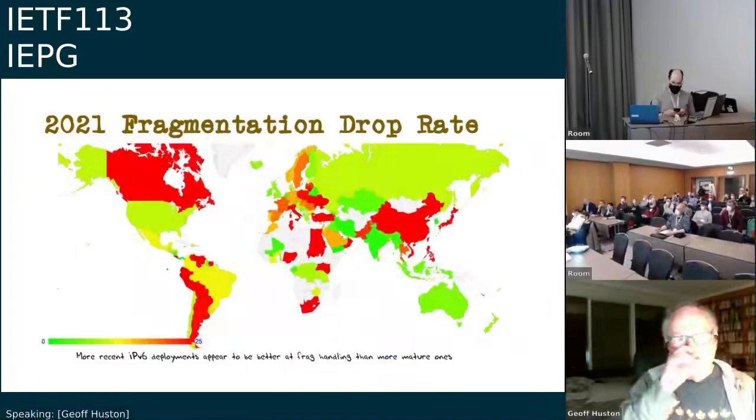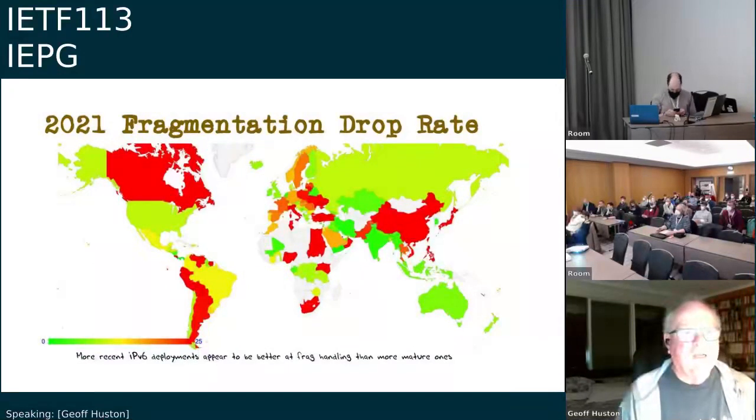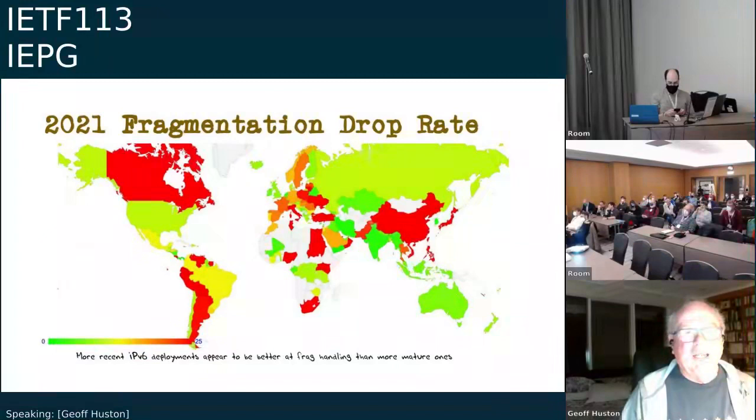The map is kind of interesting as to where this happens. The green is good, the red is super bad, the white is there's not enough V6 to even measure at the time. Odd graph. But if you think about it, the folk who are doing super good, like India, are actually the more recent V6 deployments. So it seems to suggest that this fragmentation drop rate is network, not host. It's not the destination that's just dropping it. It's actually the network itself.